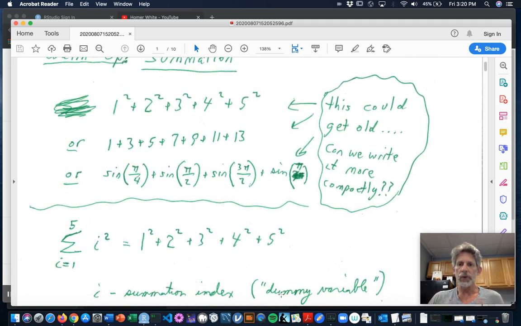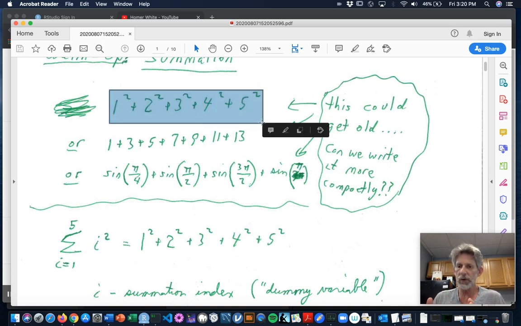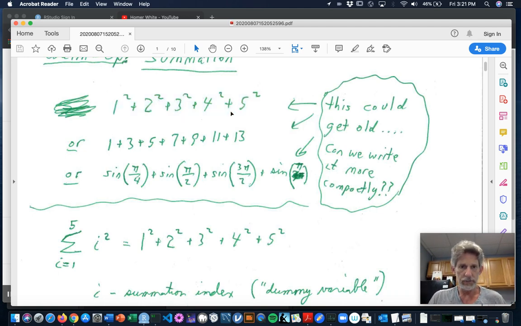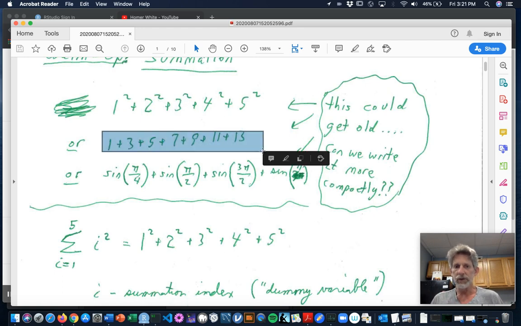So say you need to write out some pattern sums. For example, what if you need to do the squares of the first 5 whole numbers and add them together? You could write them like that where I've got it shaded. Or what if you needed to add up the odd numbers from 1 through 13? You could write them out like that.